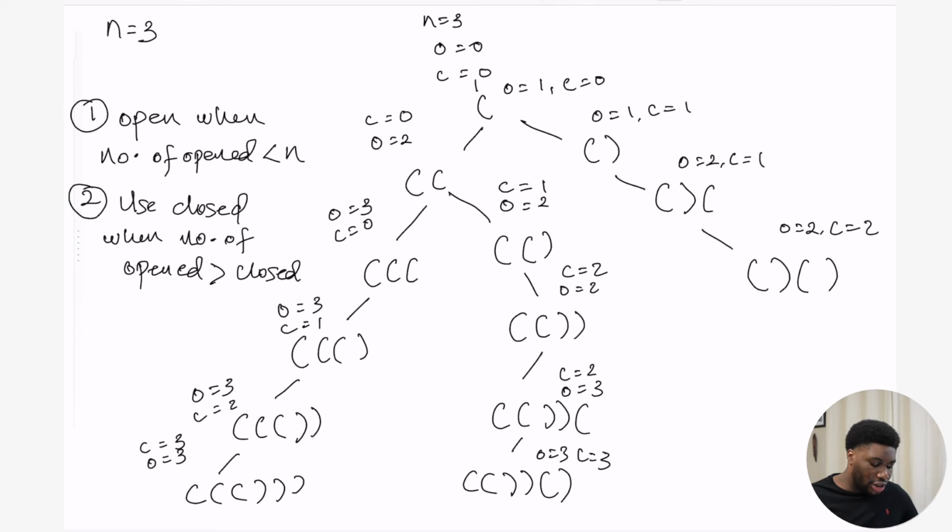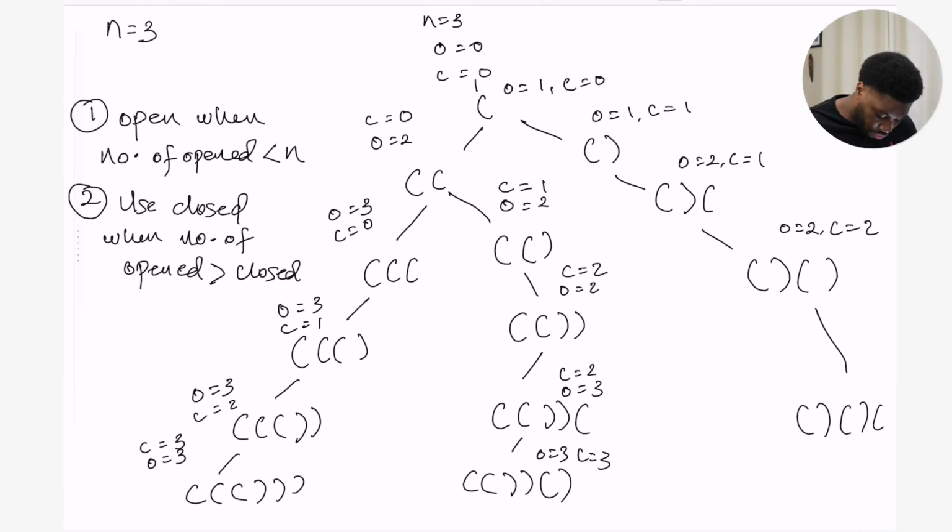Well, at this point in time, we can't close anymore because the number of closing is less than the number of opened. And to close, we must have opened a bracket in the past that we can use to account for the closed brackets we're about to add. So we can only use an opening at this point in time. So this would lead to this, where we have opening equal to 3 and closing equal to 3.